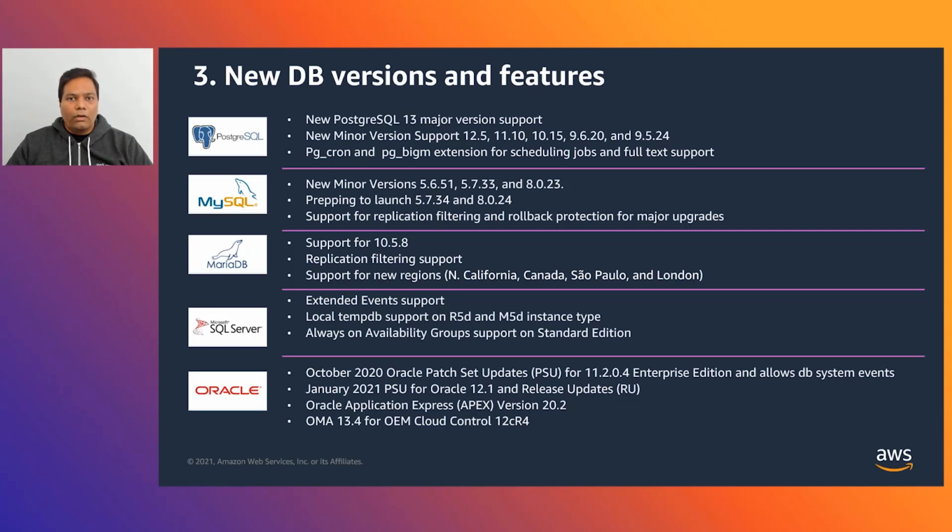So let's talk about Oracle. Oracle for RDS now supports the October 2020 patch set updates, or PSU, for Oracle Database 11.2.0.4 Enterprise Edition. In addition, RDS for Oracle also allows you to set system events using the rdsadmin.rdsadminutil.set_system_event procedure. We also announced support for the January 2021 release update, or RU, for Oracle Database 12.2, 18c, and 19c.